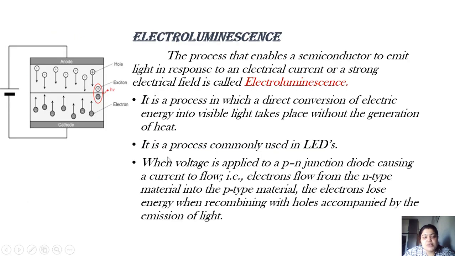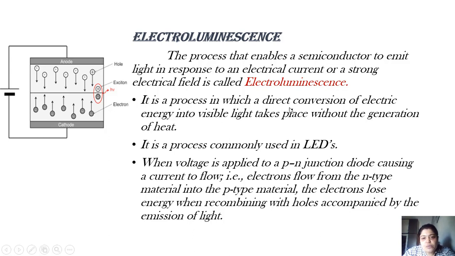Now the last one, which is a very important topic related to our syllabus, is known as electroluminescence, also known as EL. I think you've heard this word. It is the working principle of a device called LED. The process that enables a semiconductor to emit light in response to an electric current or a very strong electric field applied is called electroluminescence. Electrical energy is being converted into light. So LED is the best example.